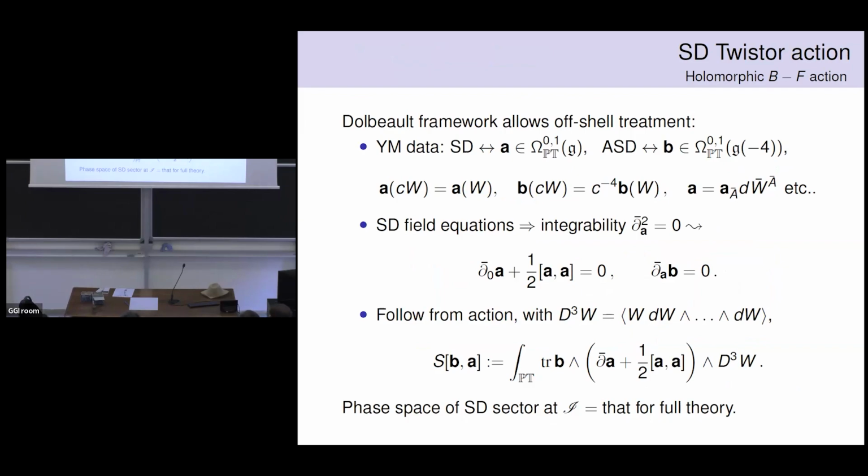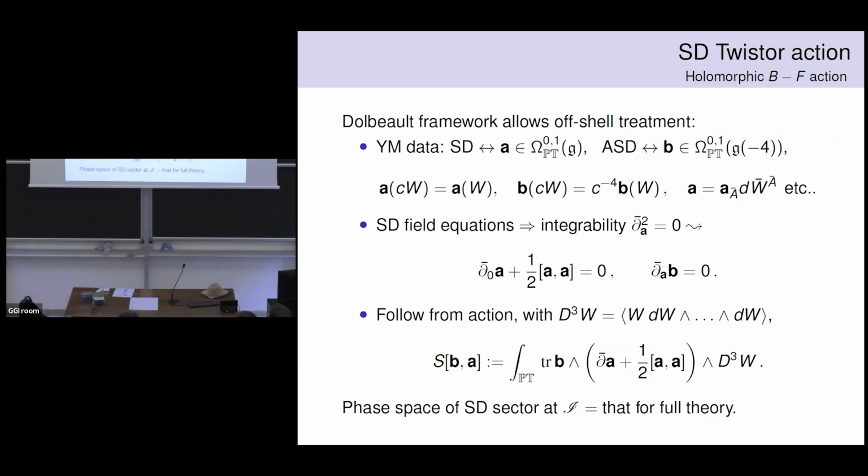And if you want to impose that via an action, we're just going to do a BF trick. So what we're going to do is we have this A, the self-dual Yang-Mills state, which was this (0,1)-form A, and we're going to introduce a B, which will be a Lagrange multiplier field. And so this will give us a holomorphic BF action.